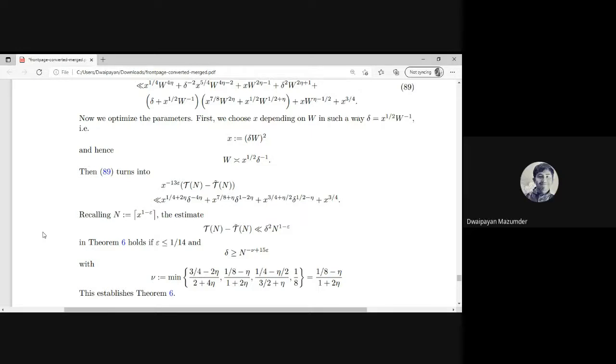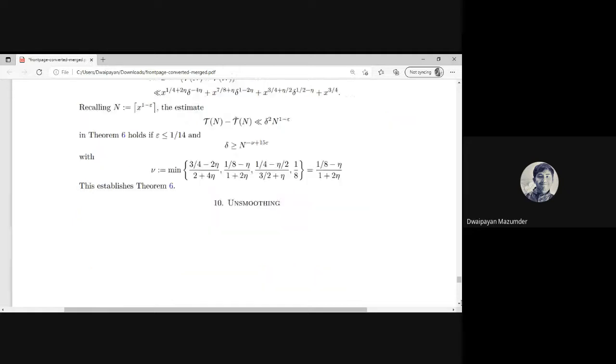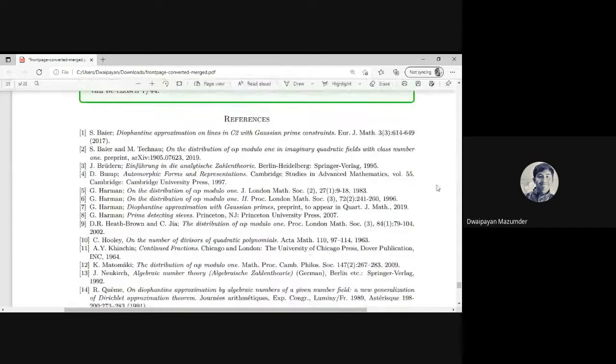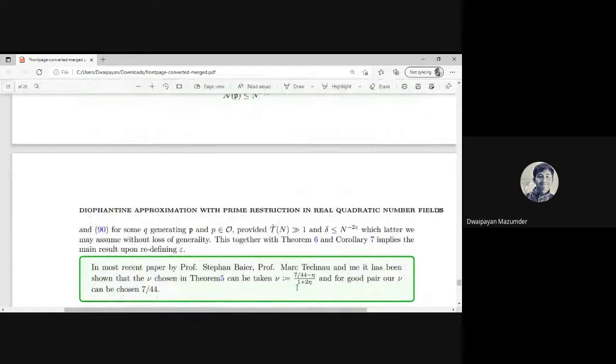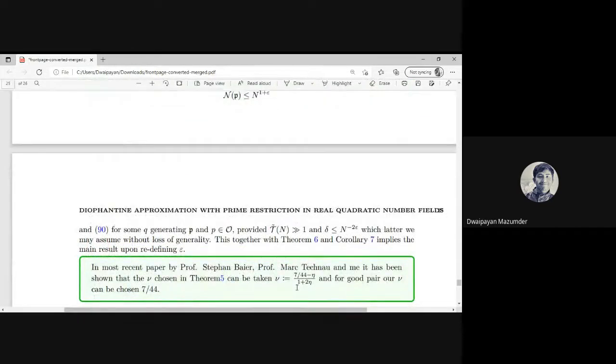Yeah, I think that was the same as this current paper, that is, the 7 by 44. This is a very current thing. That is new. It's also true for this imaginary quadratic number field too.